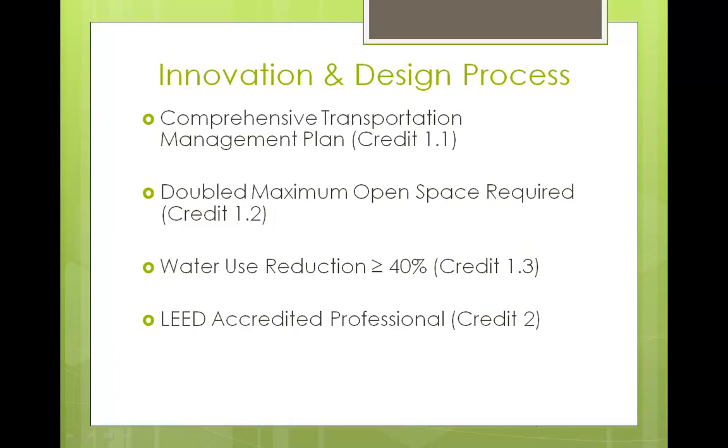In the Innovation and Design section, the only credit that can be applied is the Doubled Maximized Open Space, credit 1.2. As previously stated, the vegetative open space more than doubles the building footprint area. The other credits in the Innovation and Design Process section cannot be obtained because the original design did not meet the requirements.